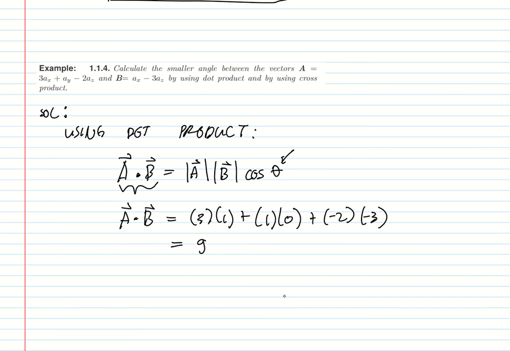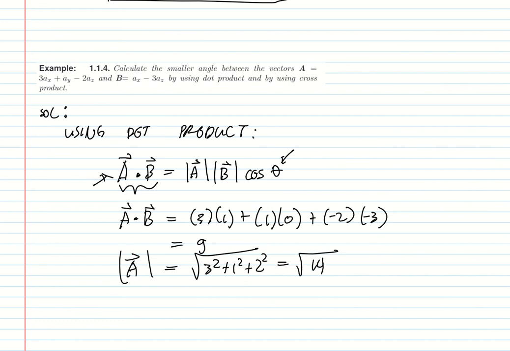Then we substitute this in this equation here. But before we do that, first, what is the magnitude of A? That is just equal to the square root of 3 squared plus 1 squared plus 2 squared. This is equal to 9 plus 1, then plus 2 squared, which is 4. And that is equal to the square root of 14.